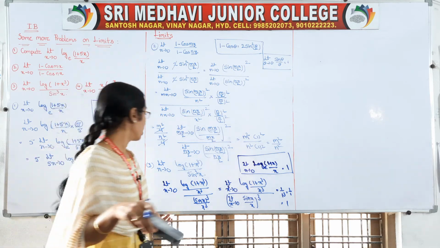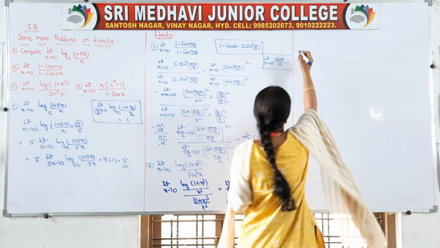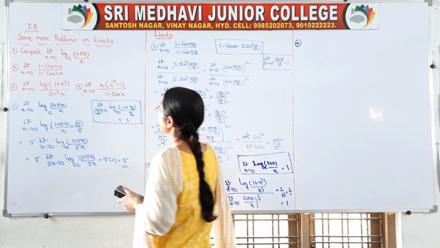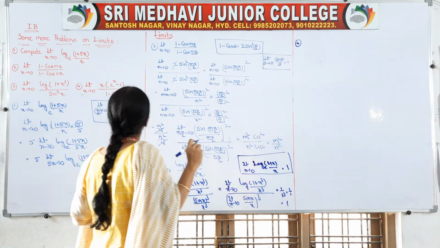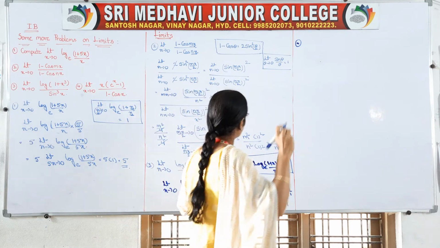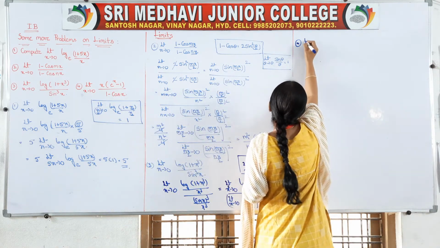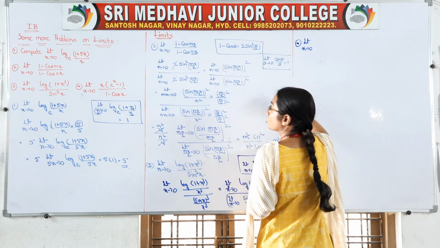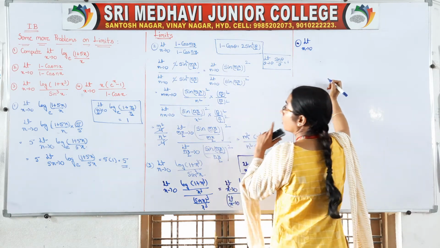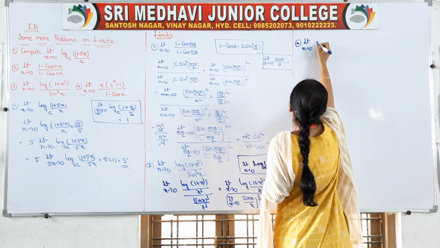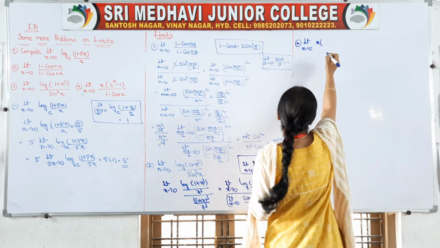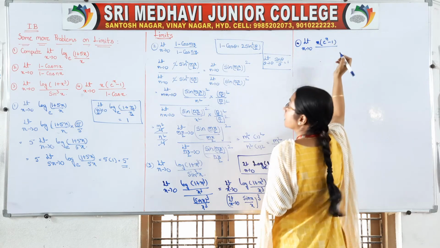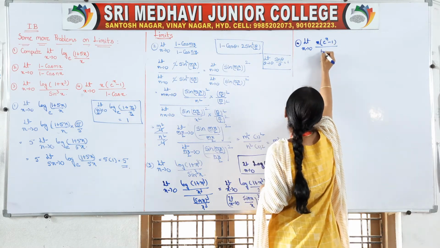Okay, so now come to the fourth question. So what is your fourth question? Limit x tends to 0, x into e to the power of x minus 1 by 1 minus cos x. So come on, write down, take the question carefully.